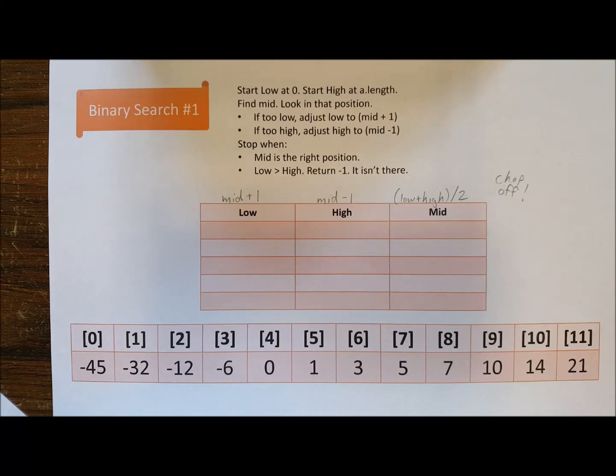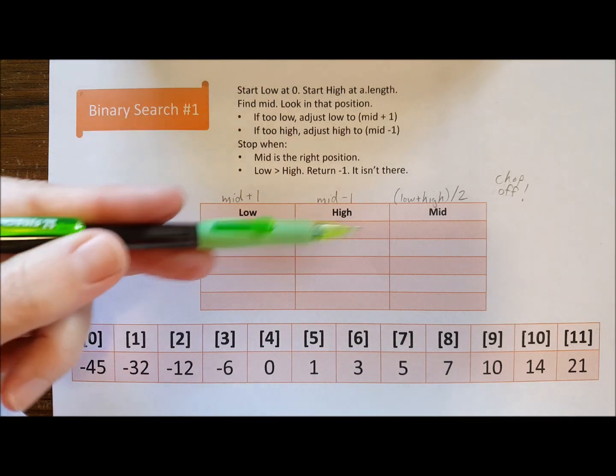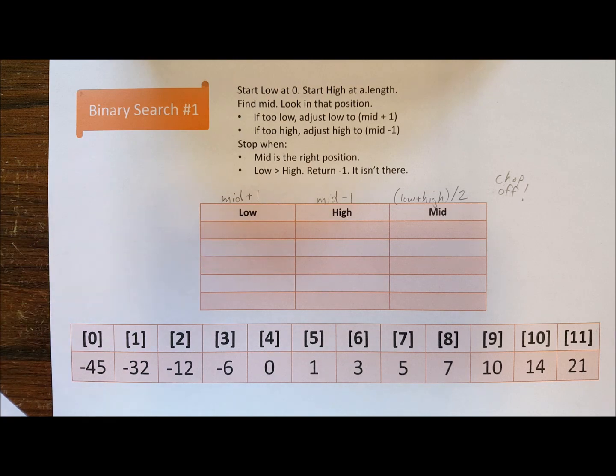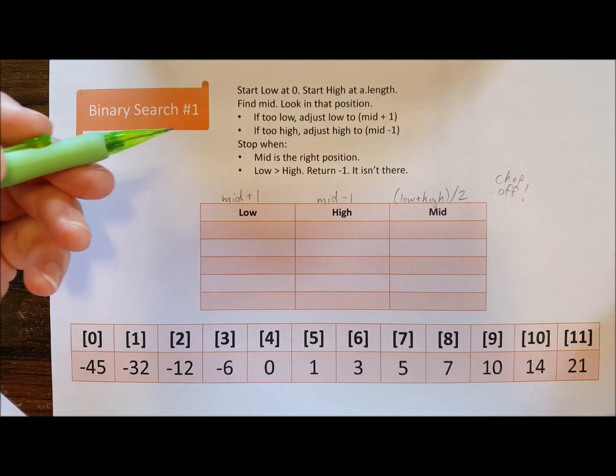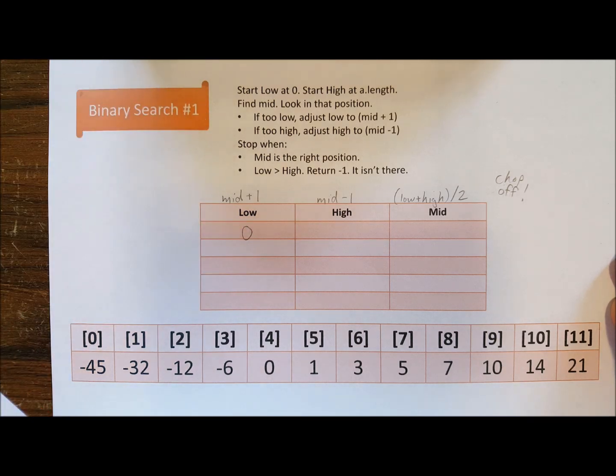So binary search is more complicated, and that's one of the reasons why it's more efficient. So let's start off with the algorithm. It says that we're going to have some different numbers: low, high, and mid. For step 1, we're supposed to start low off at 0. It says we're supposed to start high off at a dot length.